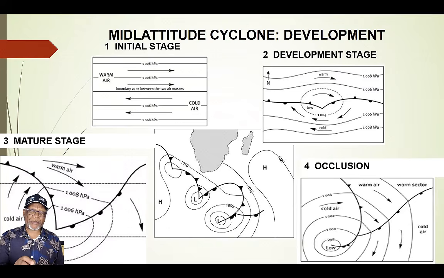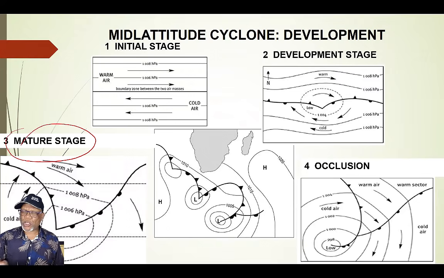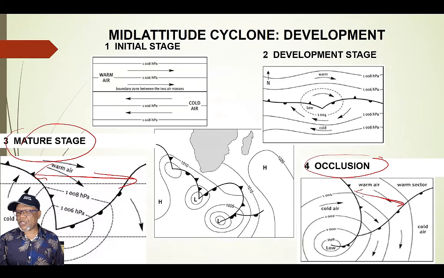Now, let's compare the mature stage to the occlusion stage. What do you see with the mature stage? The warm sector. This is the warm sector. It is wider in the mature stage. And when you look at the occlusion stage, the warm sector is narrower. Now, you have to find the reason. Why is the warm sector narrower in the occlusion stage?